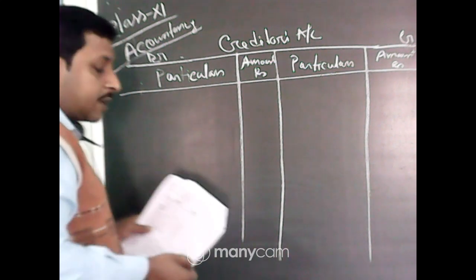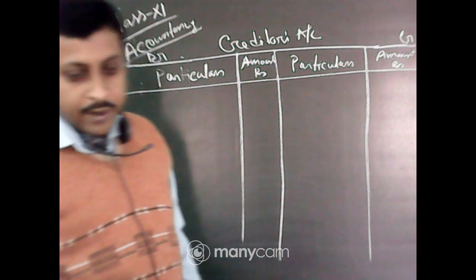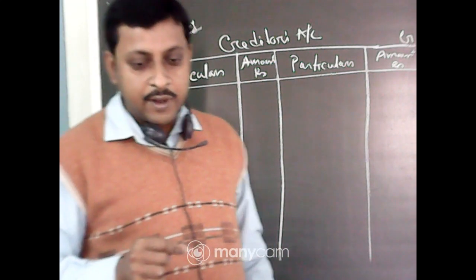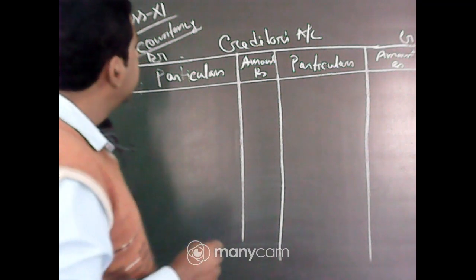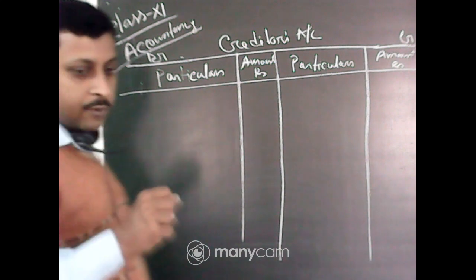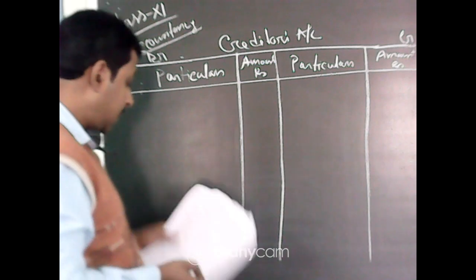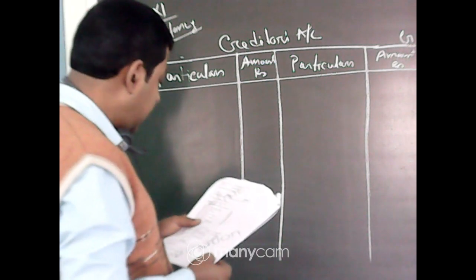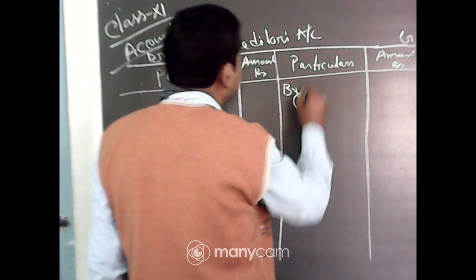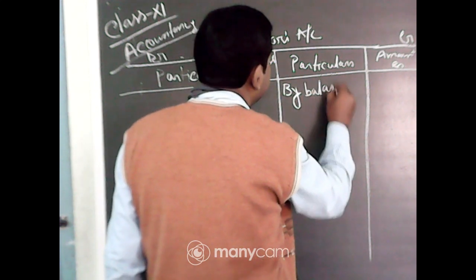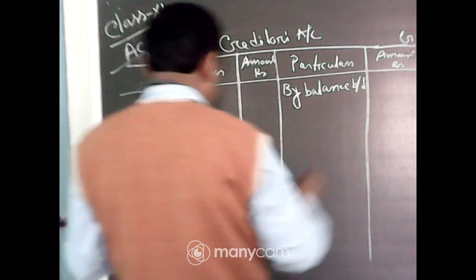We know the creditors account in the trial balance is posted on the credit side, which means it is a liability. Creditors are our business liability. You have to pay them because from them you purchased goods, whatever you needed. So the balance will start from the credit side, that is, by balance b/d. What is the amount? 45,000.